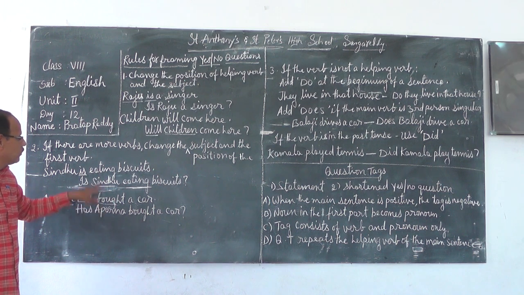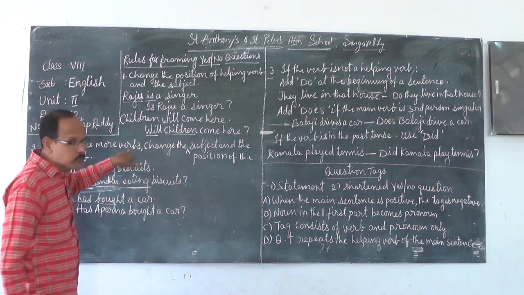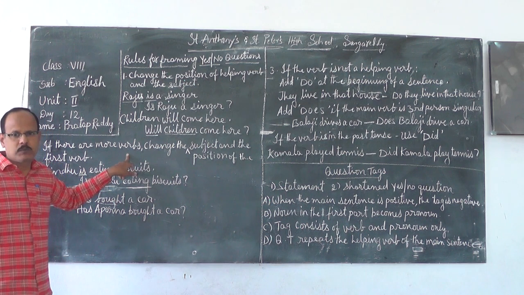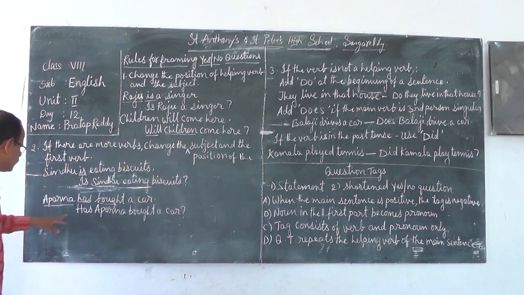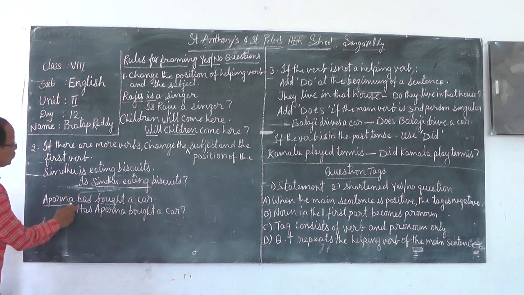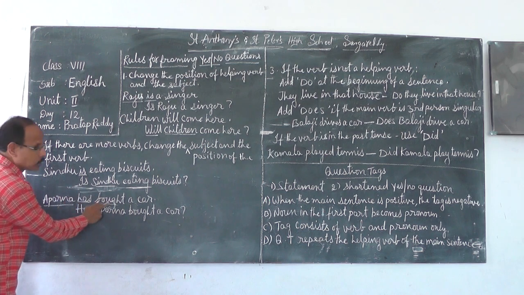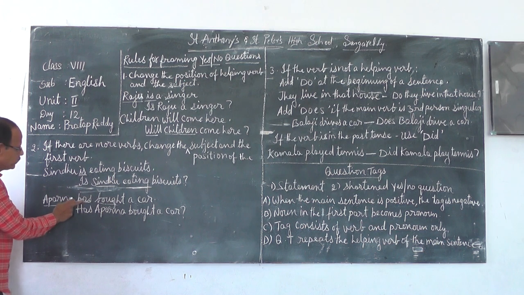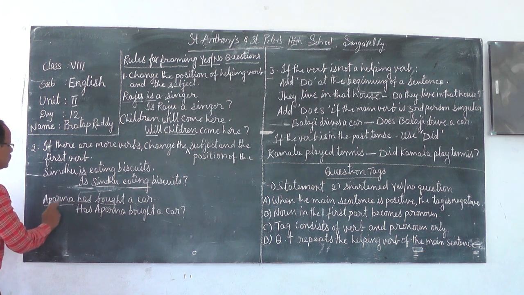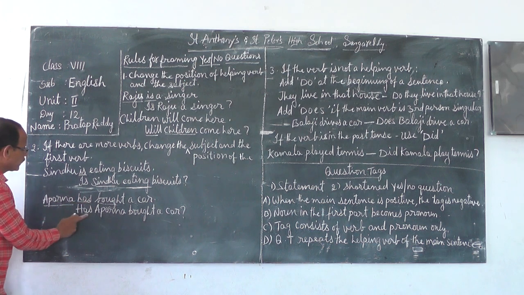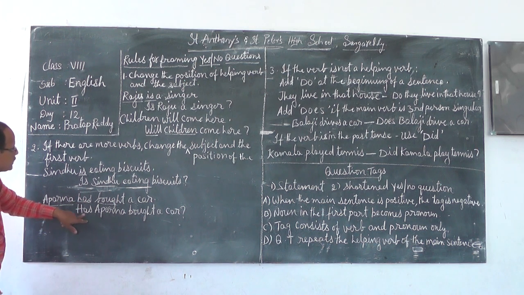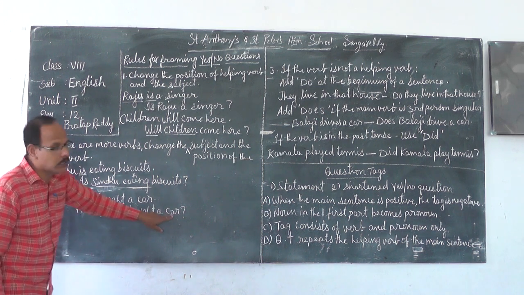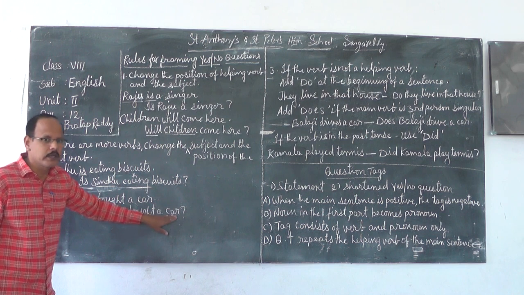So what is the rule? We have to change the position of the first verb and the subject. Has, Aparna. What is the first verb here? Has or bought? Has is the first verb. So these two positions you have to change: first subject and first verb. So begin with the first verb. Has, subject, Aparna. Has Aparna bought a car?